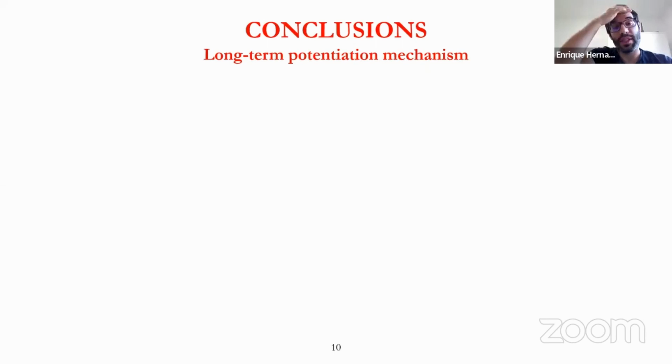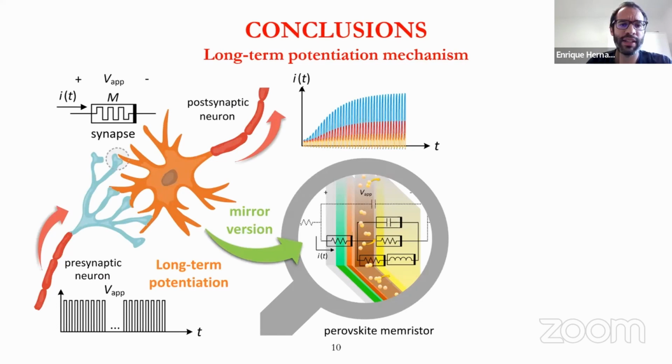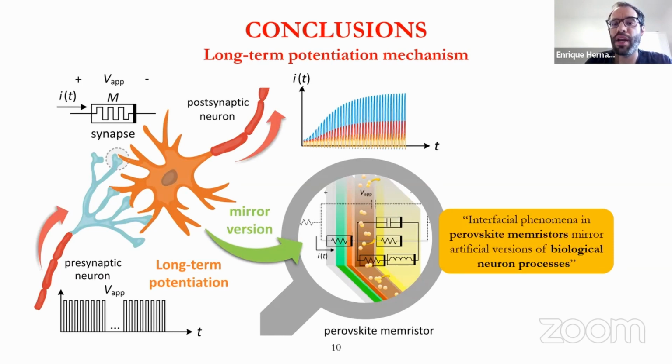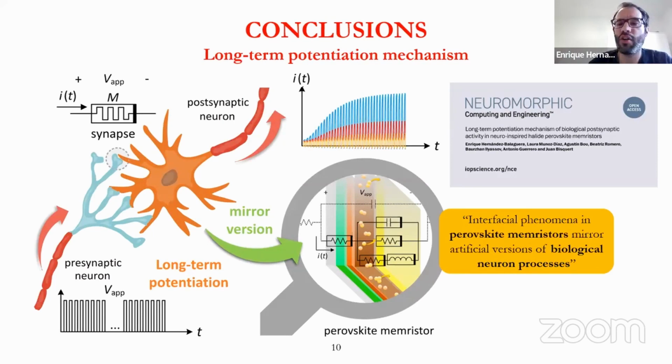To finalize my presentation, I would like to talk about the conclusions. That is very simple. We summarize with only a phrase: that interfacial phenomena in perovskite research mirror artificial versions of biological neuron processes. This is the key of this study. All the information, figures, and equations are explained in this work, published in Neuromorphic Computing and Engineering.